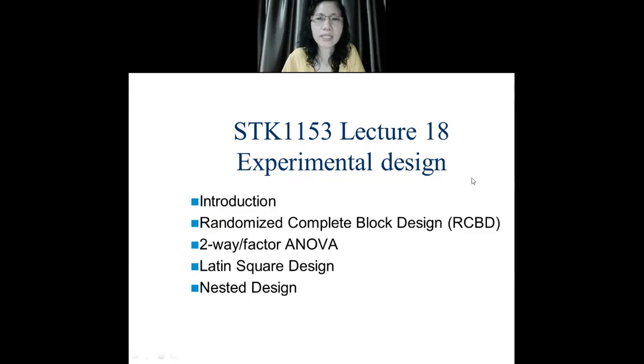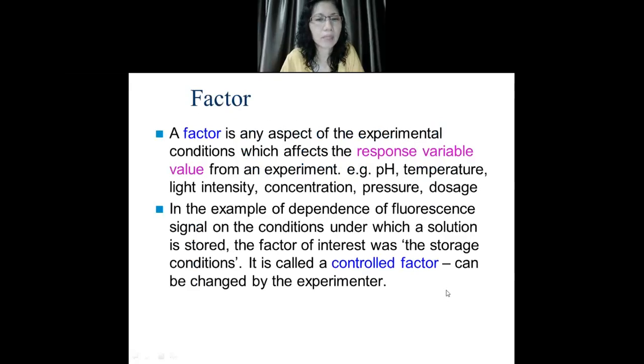Now, in this lesson, we are going to look at some of the experimental designs. First, we will look at randomized complete block design, and we will look at two-way or two-factor ANOVA, and Latin square design, and nested design. Before we go into the design, we have a few terms which you need to know.